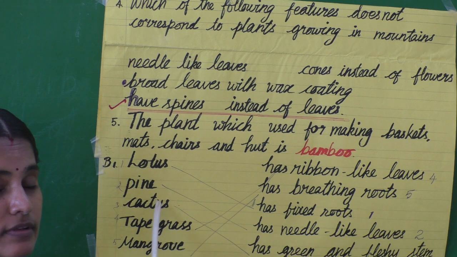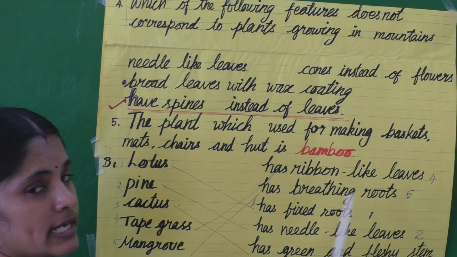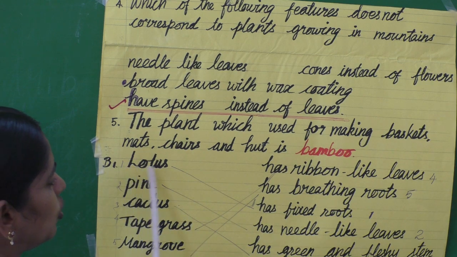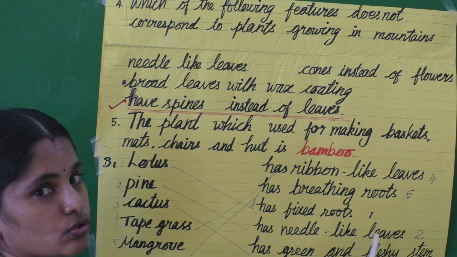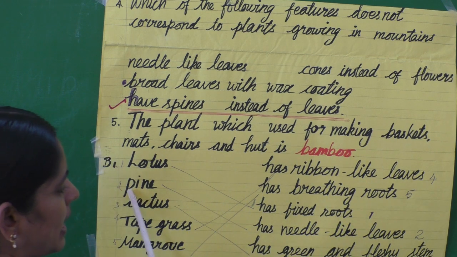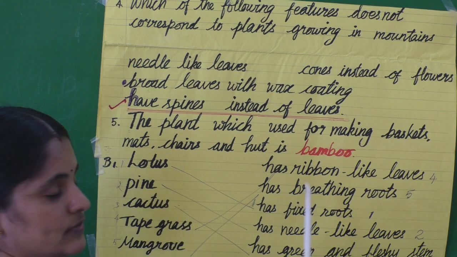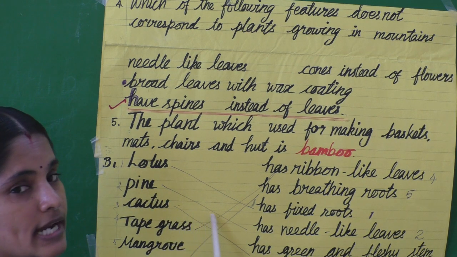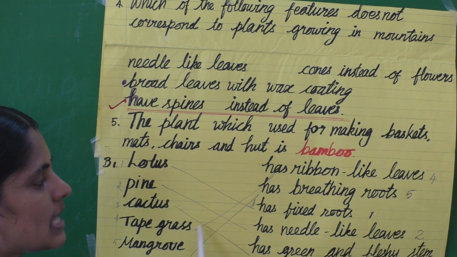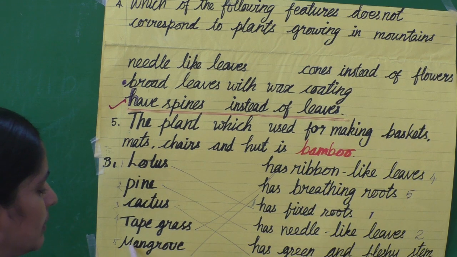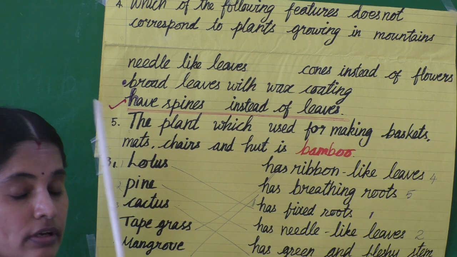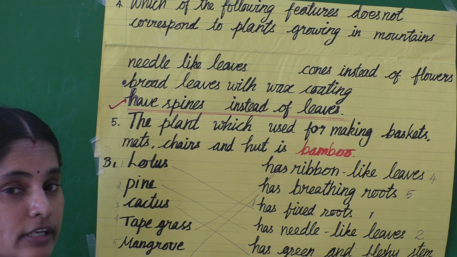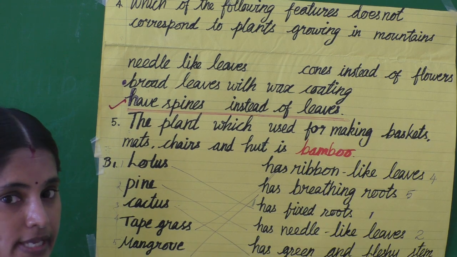But in exams, if the match is asked in the exam, you should give the straight line answers. So lotus, you have to write straightly, has fixed roots, straight line answer. Pine has needle like leaves. Cactus has green and fleshy stem. Tape grass has ribbon like leaves. Mangroves has breathing root. Like that, straight line answers you should produce while you are writing your test exams.